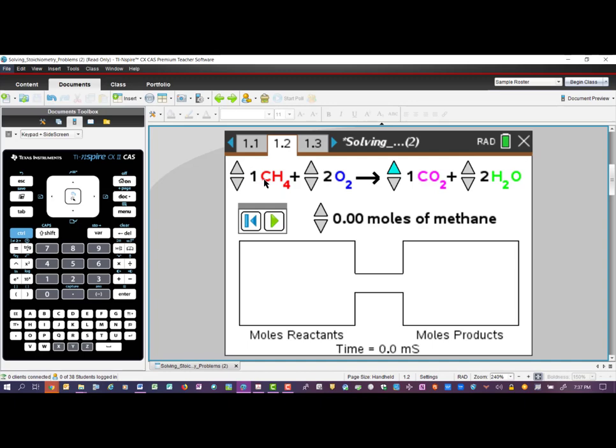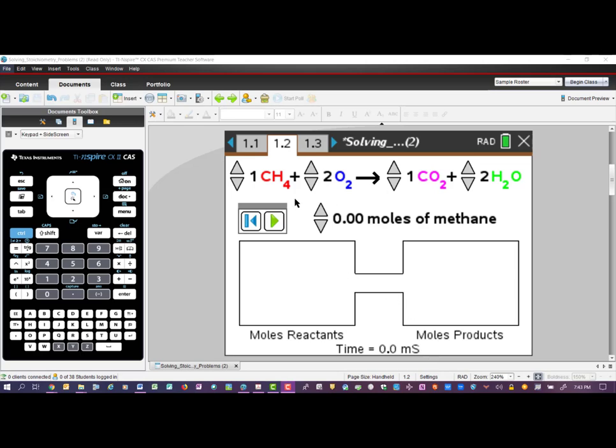I have 1 carbon on the reactant side, 1 carbon on the product side. 1 times 4 is 4 hydrogens. 2 times 2 is 4 hydrogens. 2 times 2 is 4 oxygens. I have 1 times 2 oxygen, part of carbon dioxide, and then 2 oxygens, part of water, which is a total of 4. So we have a balanced equation.